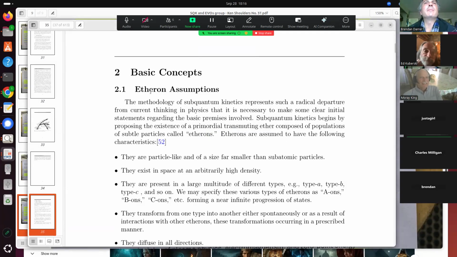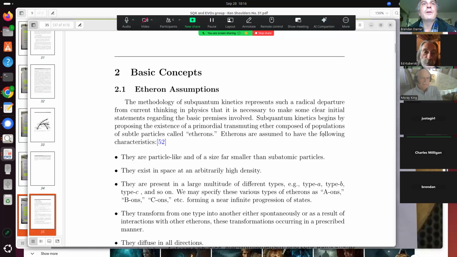And I'll just read this about where Paul defines ether. Oh yeah, beautiful. The methodology of subquantum kinetics represents a radical departure from current thinking in physics. It is necessary to make some clear initial statements regarding the basic premises involved. Subquantum kinetics begins by proposing the existence of a primordial transmuting ether composed of populations of subtle particles called etherons.